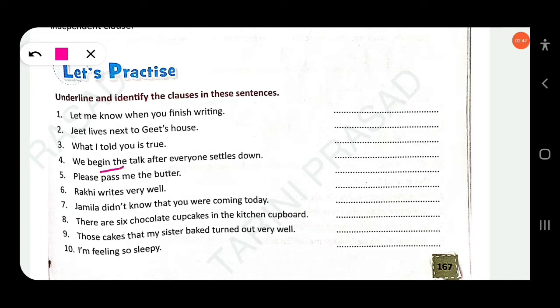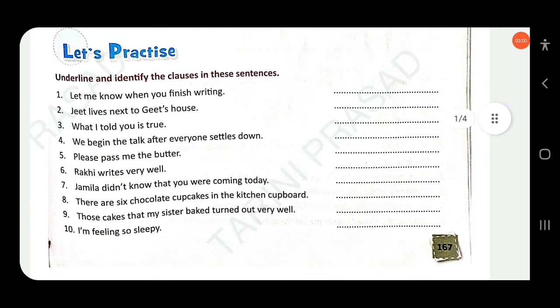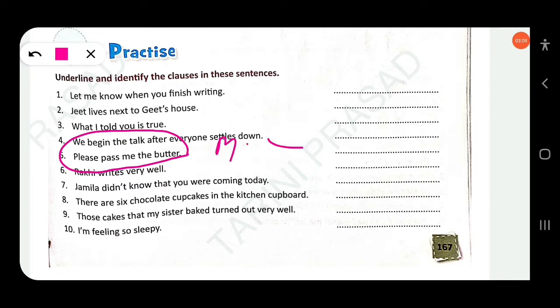Then next, we begin the talk after everyone settles down. So there are two clauses. We begin the talk, this is a main clause or independent clause, and after everyone settles down, this is a subordinate clause or dependent clause. Then next, please pass me the butter. There is only one clause, this is an independent clause or a main clause.